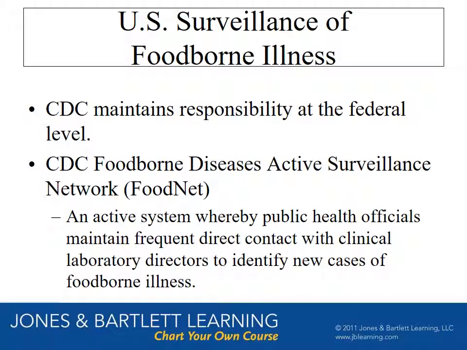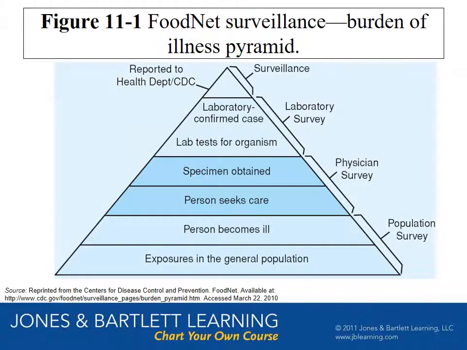We do surveillance of foodborne illness through the Centers for Disease Control and Prevention. They maintain an active surveillance network called FoodNet, where they contact laboratories to identify new cases of foodborne illness. This is where laboratories are processing samples from humans, usually feces, and they can identify different bacterial agents. Sometimes they may identify other agents that aren't bacterial, like viruses or parasites, but it's mostly focused on bacteria.